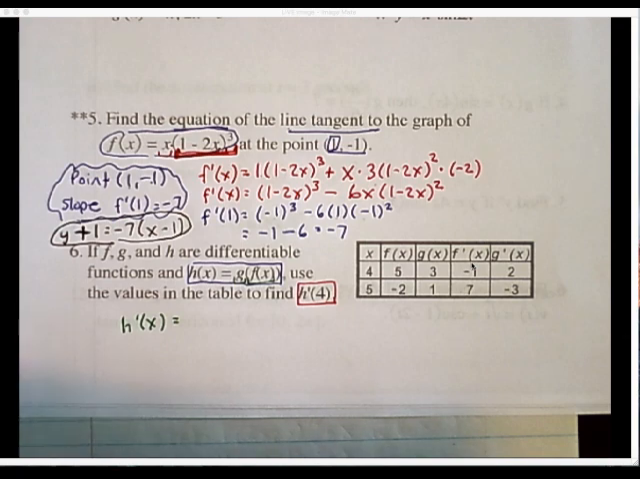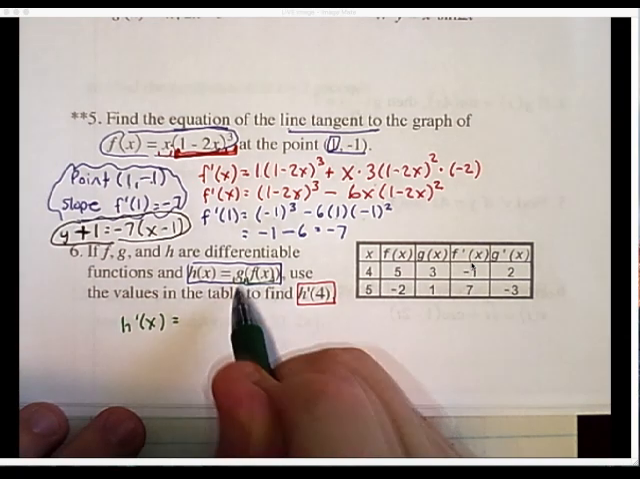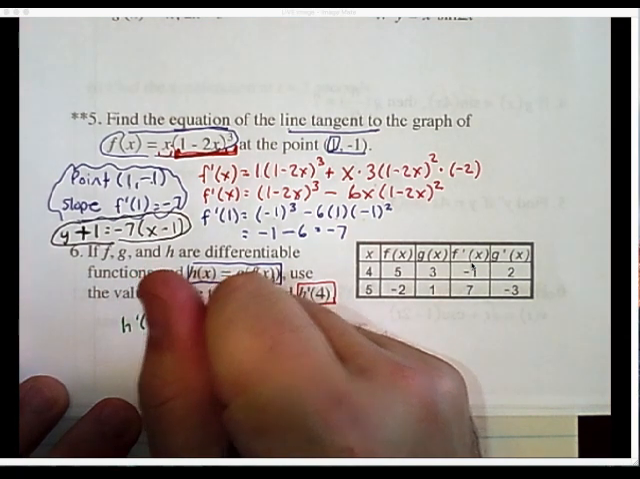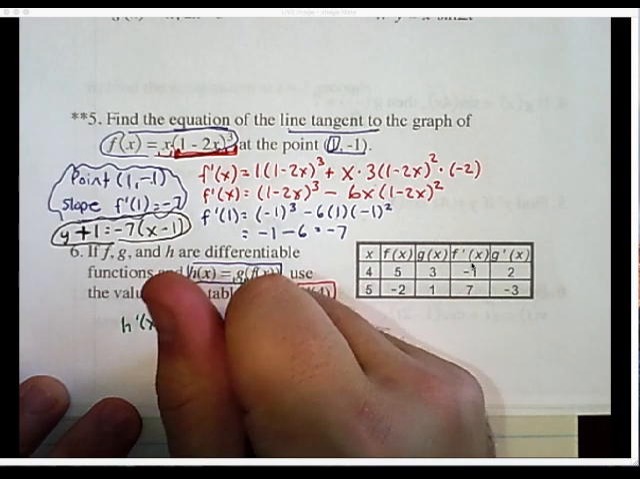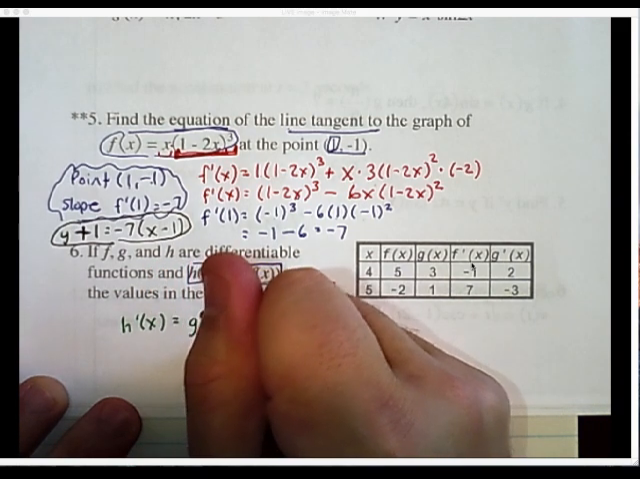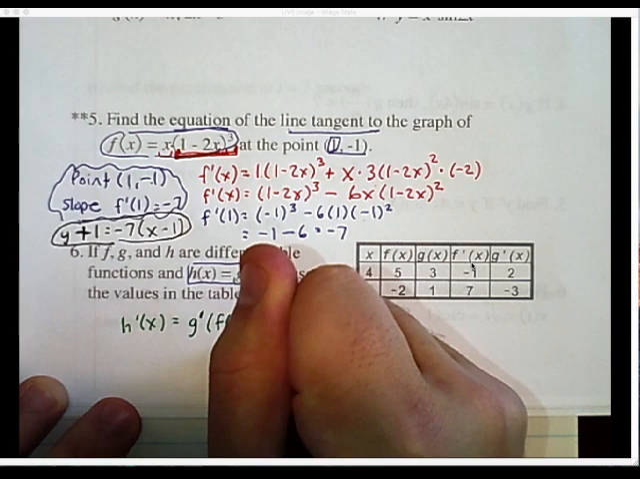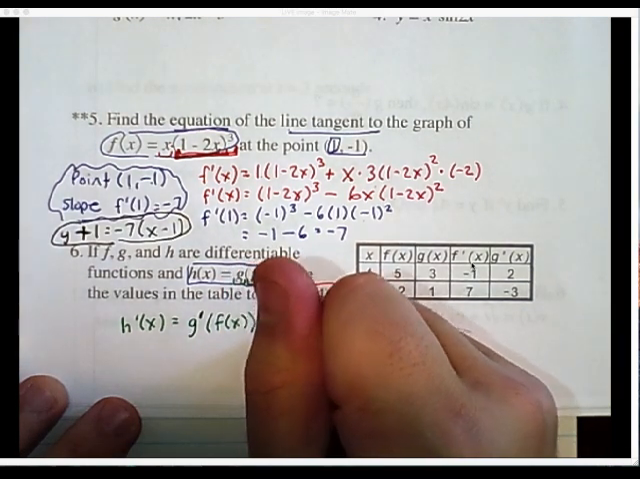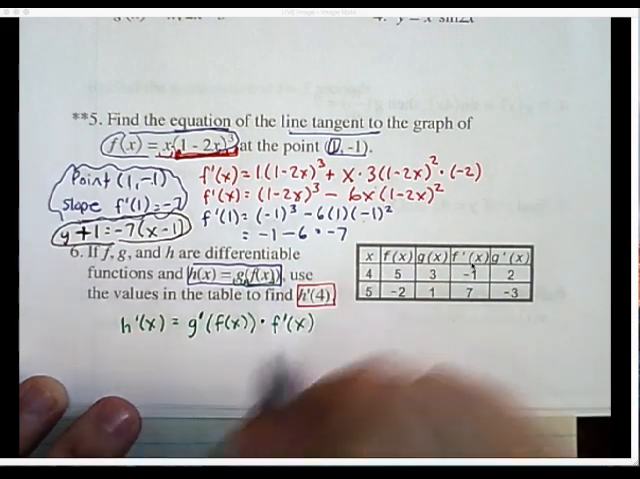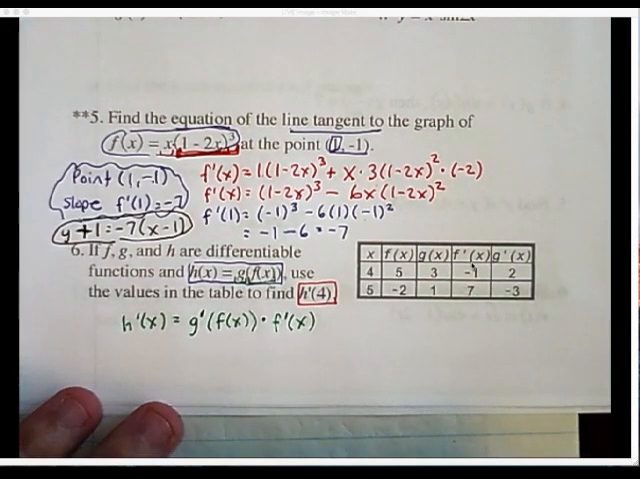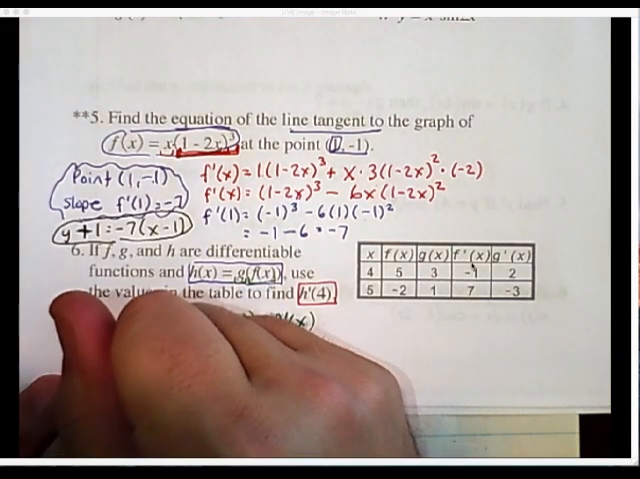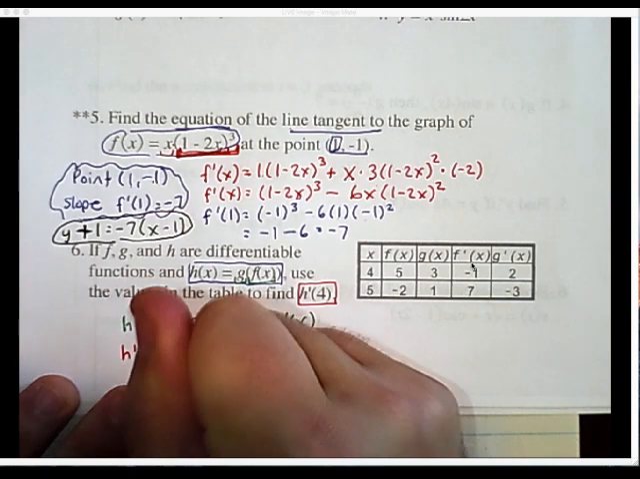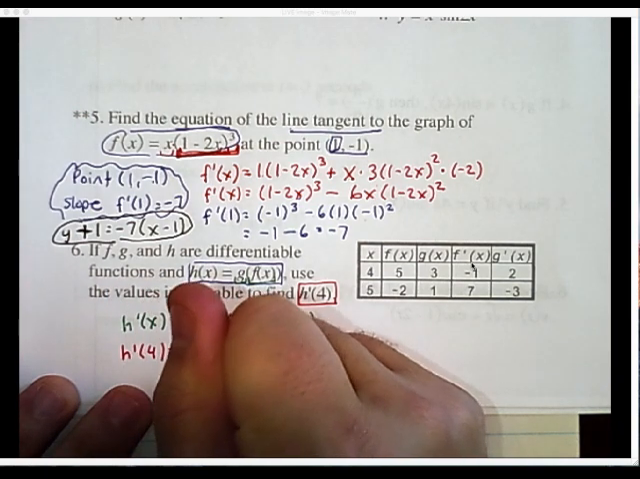So the way we do this is we take the derivative of the outside function, which is called g prime, and we leave the inside function alone, times the derivative of the inside function. I care about what h prime of 4 is. So everywhere I see an x, I'm going to plug in a 4.